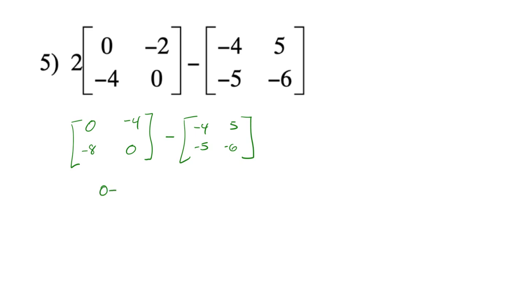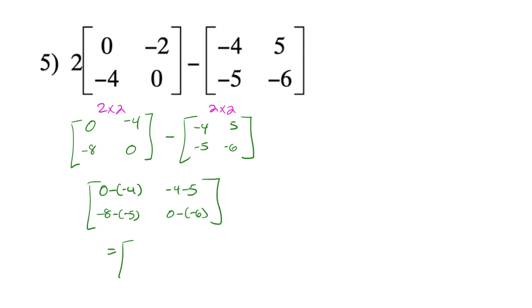And then I'm going to subtract 0 minus negative 4. Oh, before we subtract, this is very important. I know that this is 2, but let's go back and check. This is a 2 by 2, and this is a 2 by 2. So that means that we can do the subtraction. 0 minus negative 4, then negative 4 minus 5, negative 8 minus negative 5, and then 0 minus negative 6. That means that this equals 4, negative 9, negative 3, and then 6.